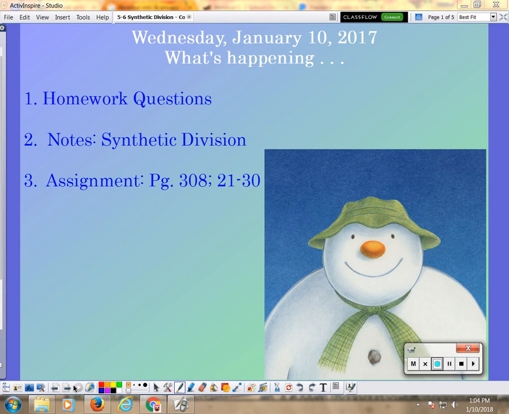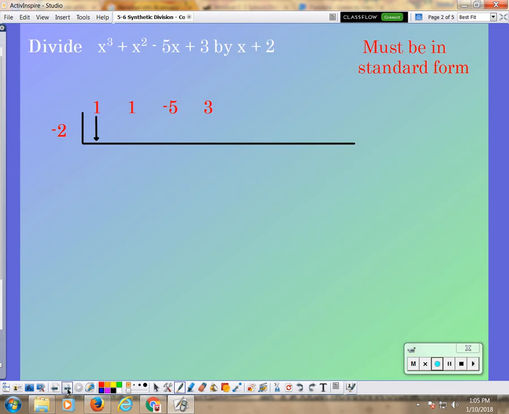Assignment on page 308 is not for today. This assignment will be for tomorrow in class. You do have a worksheet today. For those of you who aren't here, make sure you get the worksheet from me when you get back from being ill. All right, so this is synthetic division.